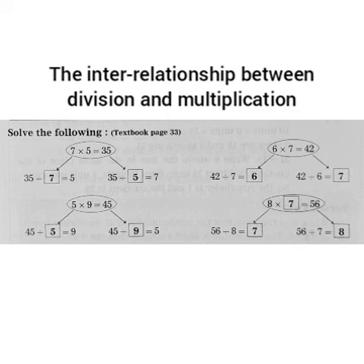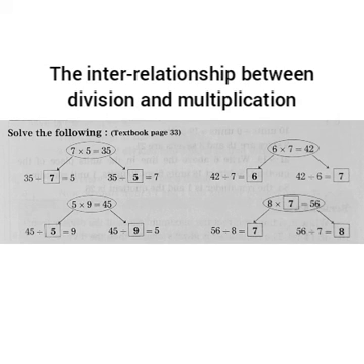7 multiplied by 5 is equal to 35. It means 35 divided by 7 is equal to 5 and 35 divided by 5 is equal to 7. 5 multiplied by 9 is equal to 45. It means 45 divided by 5 is equal to 9 and 45 divided by 9 is equal to 5.